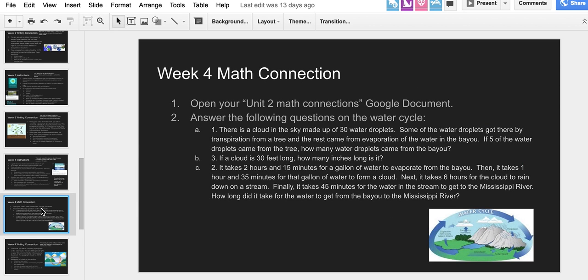For your week 4 math connection, this is going to be some addition, subtraction, and the use of different operations. So you're going to open your Unit 2 Math Connections document, and you're going to answer these questions. Like I said, most of these are going to be based specifically on numbers and operations, so you can use whichever number or operation you need to answer those questions.